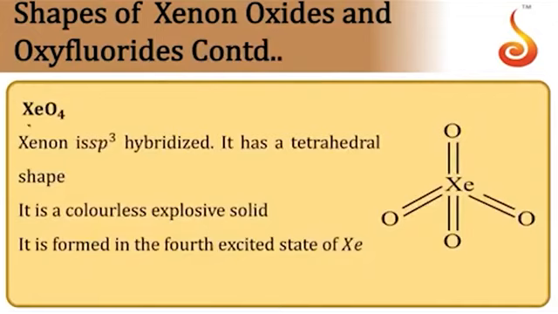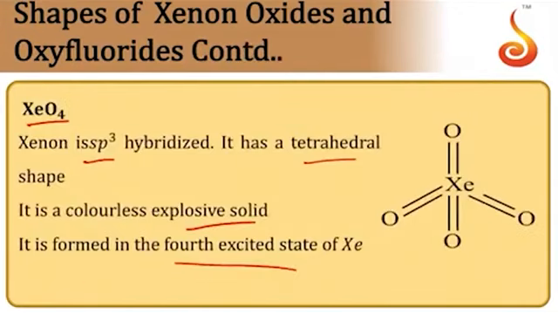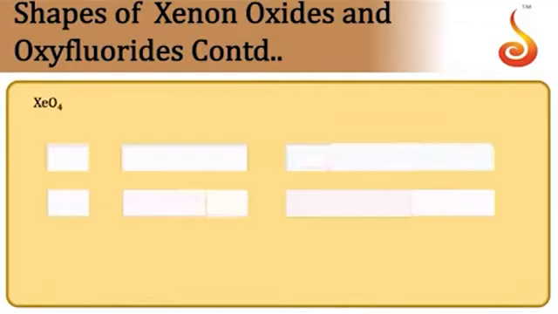Next one is XeO4. We have completely 4 bonds, no lone pair. So sp3 hybridization, tetrahedral structure we have. Colorless explosive solid. And it is a fourth excited state. Because previously we have seen that in the third state we have altogether 6 unpaired electrons. We require here 4 double bonds, means 8 bonds. So we require 1 more excited state.